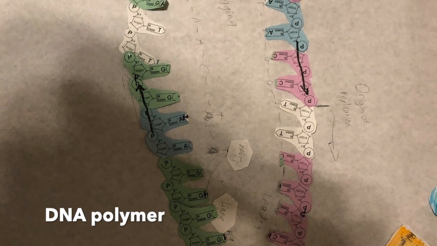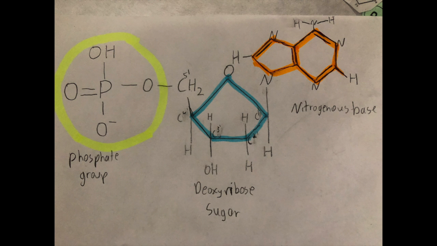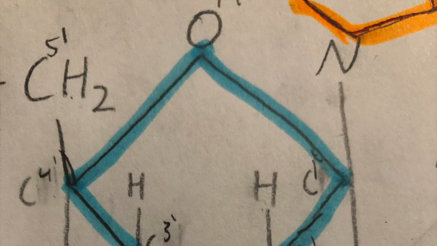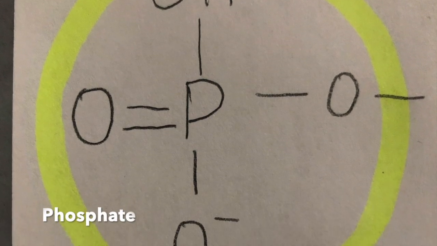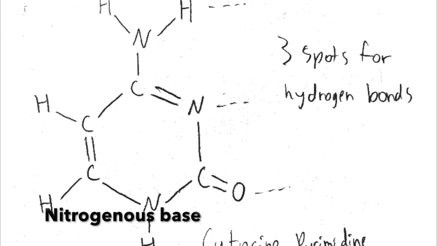DNA polymer, or deoxyribonucleic acid, is made of many monomers called nucleotides. They are the basic structures of the DNA strand. These nucleotides are further divided into three parts: the deoxyribose sugar, a phosphate group, and the nitrogenous base.